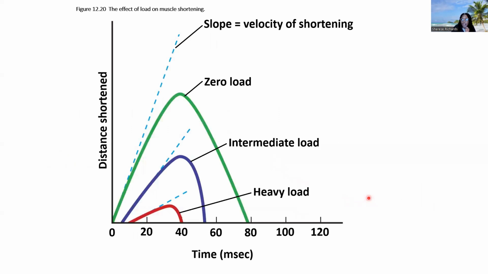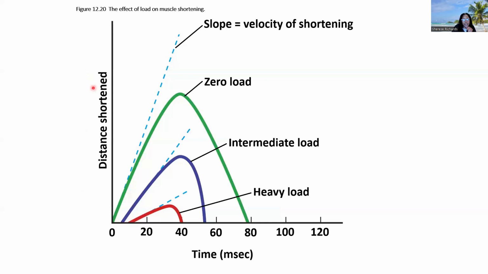All right. The last illustration here is just to show how the slope of the curve, which is the distance shortened against time, that gives us the slope, which is the velocity, or how fast that load is overcome. And if we compare that with a heavy load in red here, an intermediate load in purple, and then a 0 load in green. So a couple things to notice. One is notice that the latent period increases as the load gets heavier. So that latent period, the period where there's no force generation, gets longer and longer as the load is heavier.